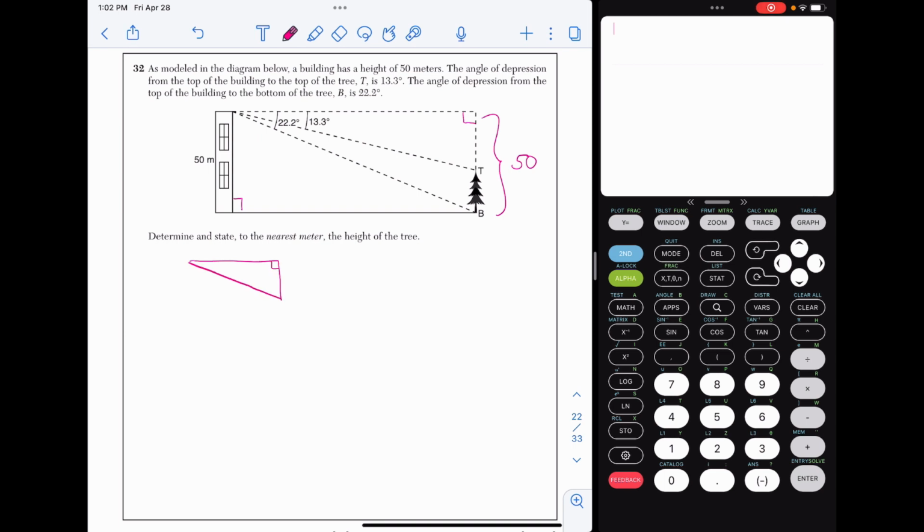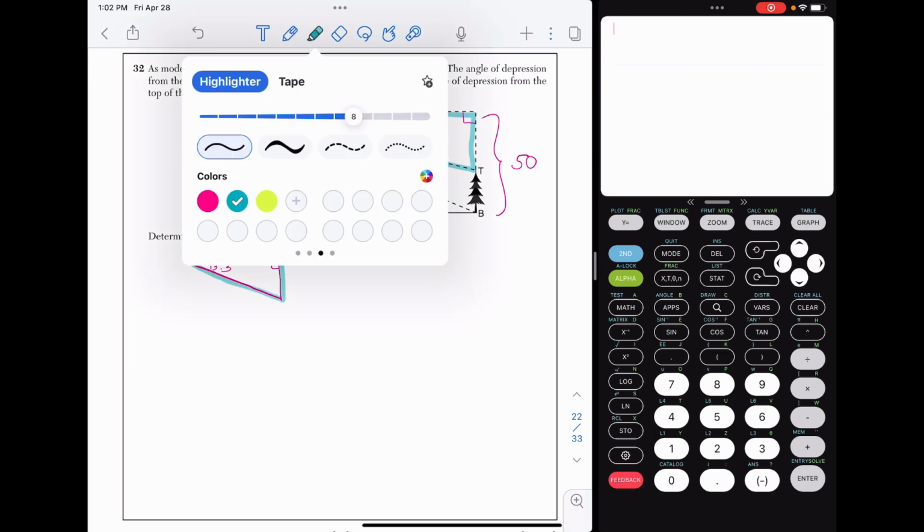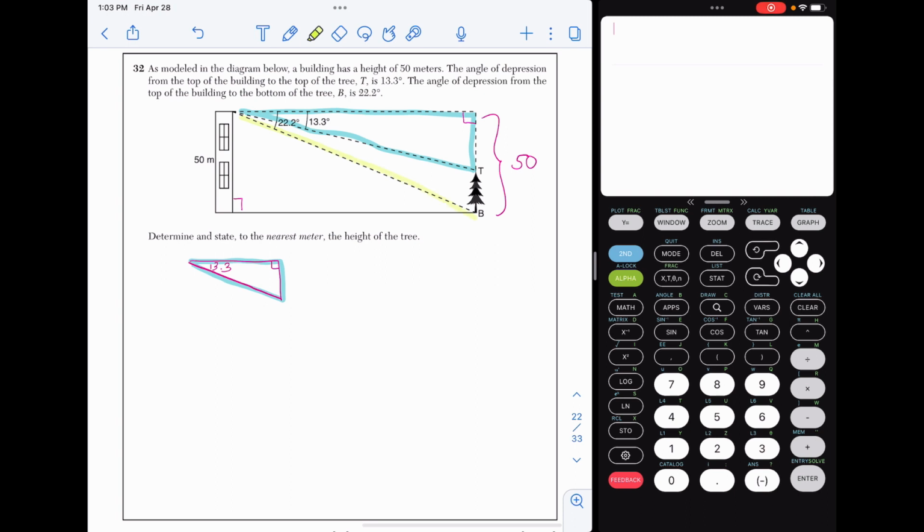So I have the top triangle, and I'll color code them so you can see a little bit better. Here's the top triangle. I know the angle is 13.3 and I have the right angle. So that's this triangle. Then I have the one that I'll highlight in green, and that's the bigger right triangle. For that triangle, the angle is 22.2, and I do know that this is 50.